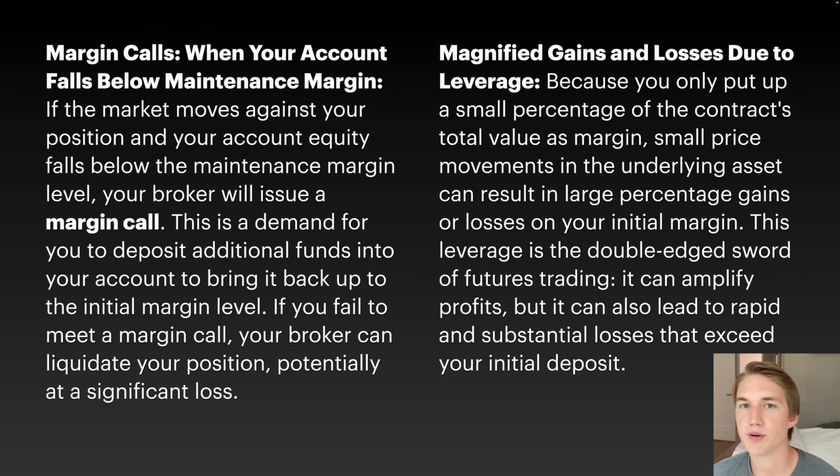So because you only put up a small percentage of the contract's total value as margin, small price movements in the underlying asset can result in large percentage gains or losses on your initial margin. So you can make a lot of money or you can lose a lot of money with futures. It's highly leveraged. This leverage is the double-edged sword of futures trading. It can amplify profits, but it can also lead to rapid and substantial losses that exceed your initial deposit.